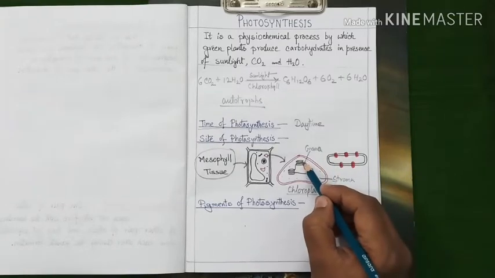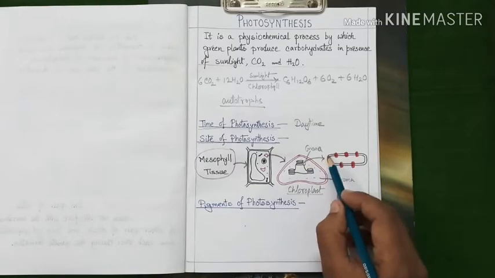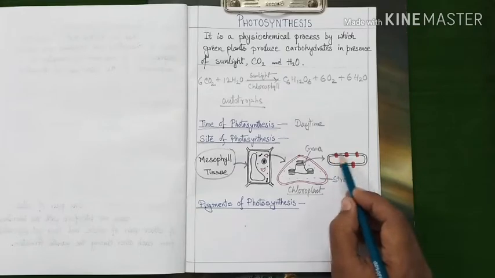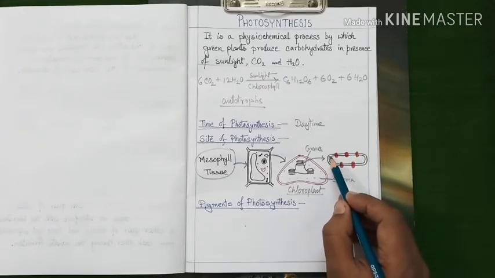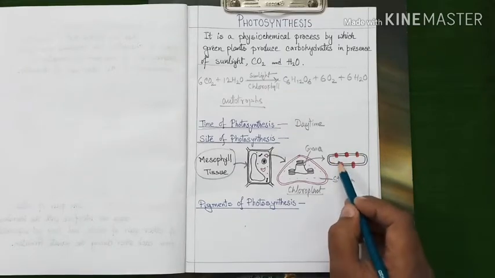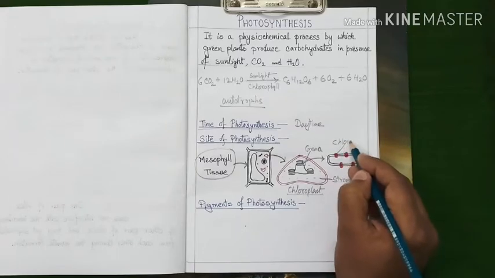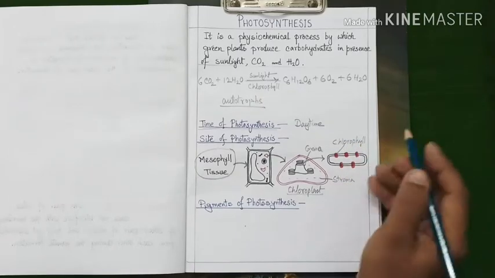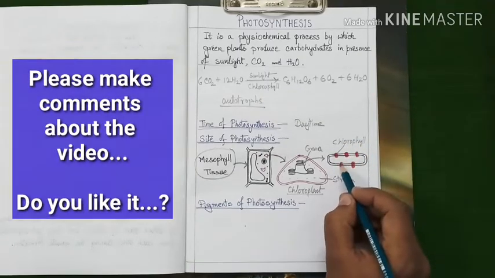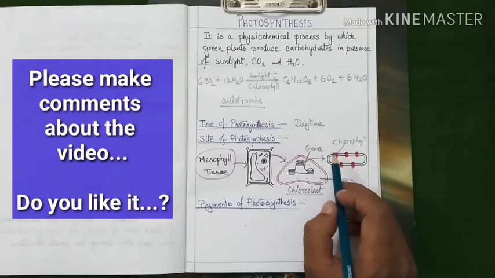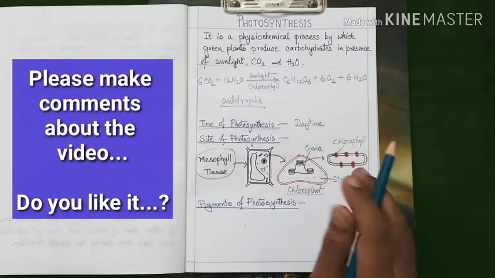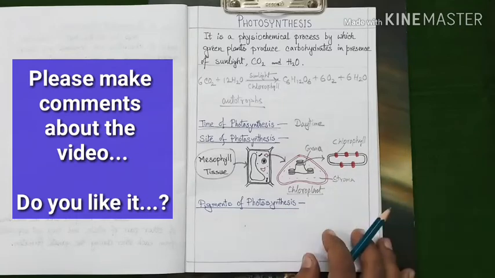So if we enlarge this view, imagine this is a single granum disc or granum thylakoid. On the granum thylakoid membrane, the chlorophyll molecules are exactly located. So these are chlorophyll molecules. And these are the best place for the chemical reactions of photosynthesis. So here the exact chemical reaction of photosynthesis takes place.